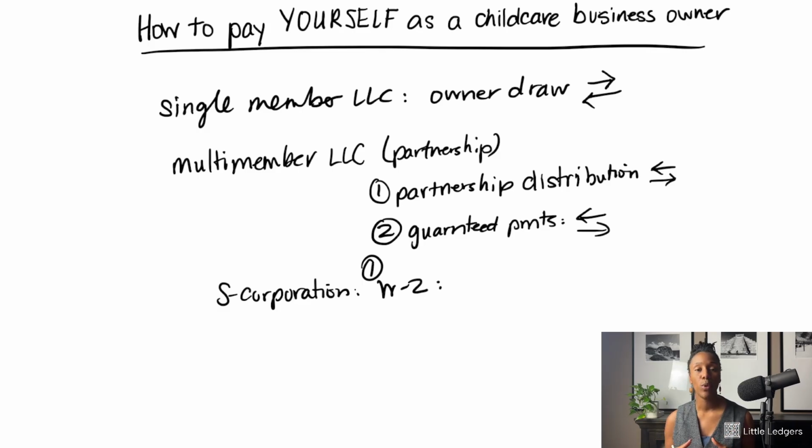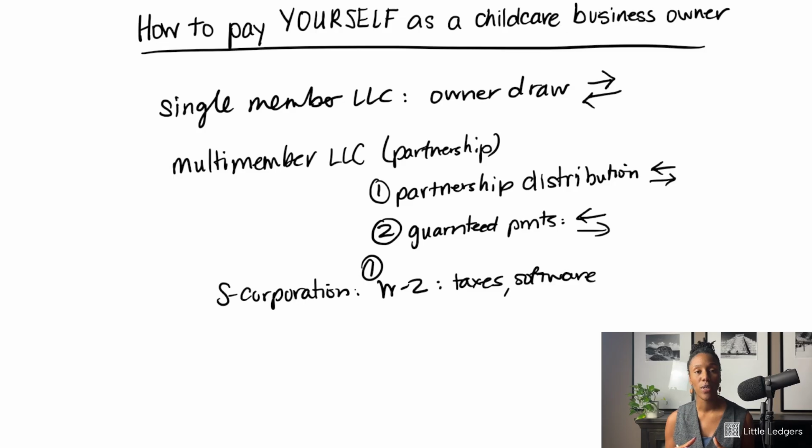As a W-2 employee, you are going to pay yourself through your payroll software each and every week or each and every month, however often you are also paying your team. That payment is going to come to you on a regular basis. Taxes are going to be withheld and you're going to use your payroll software to do that.